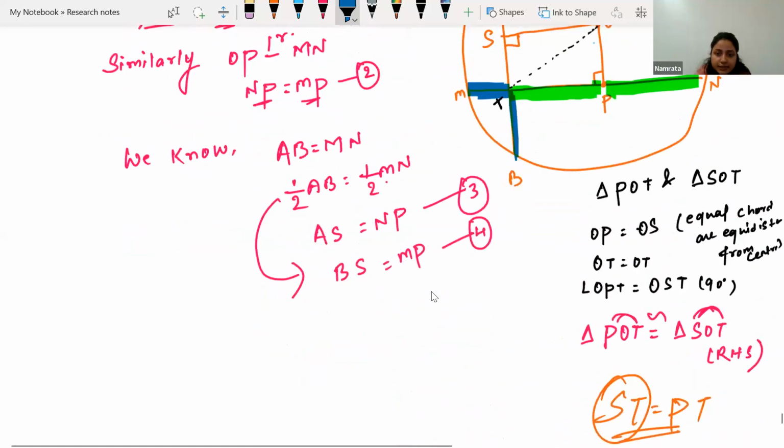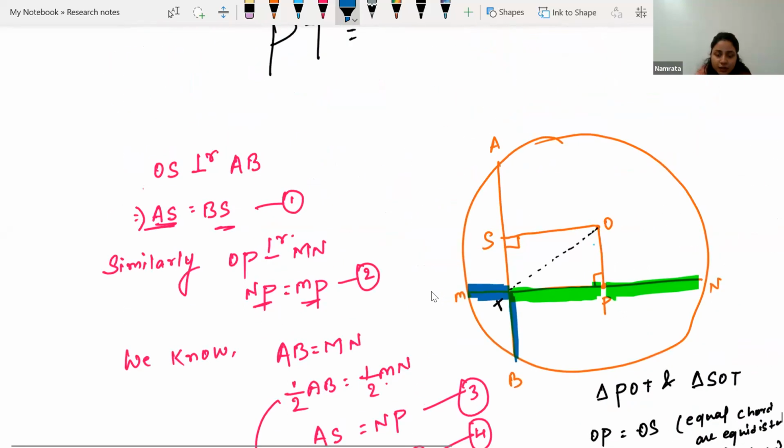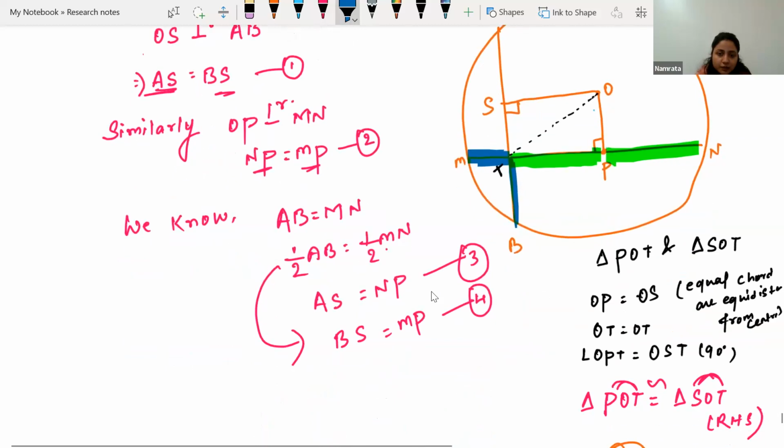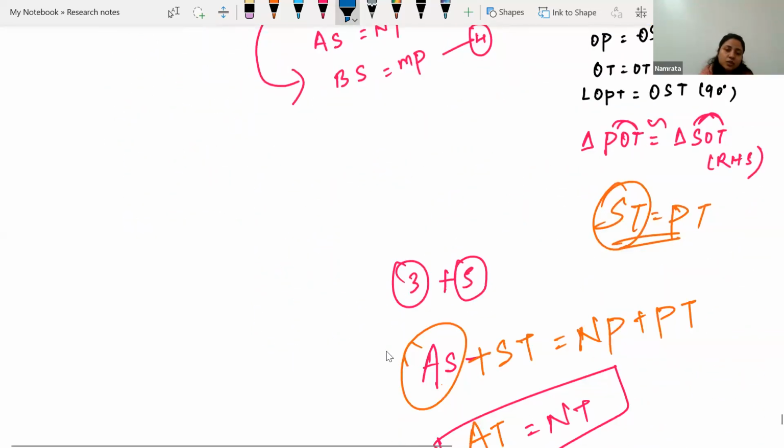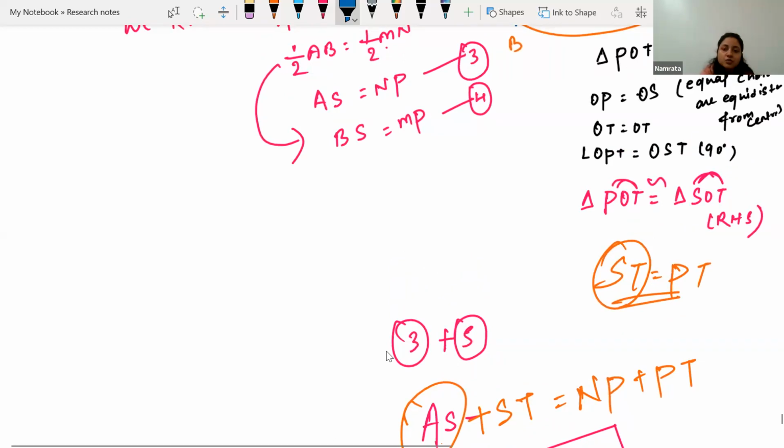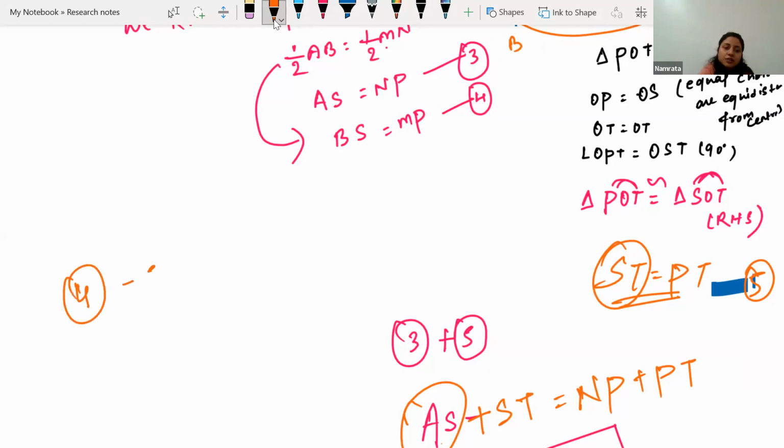So we know that ST is equal to PT, and we also know that equation number 3 says BS is equal to MP. So equation number 4 is BS is equal to MP, and equation number 5 is ST is equal to PT. Okay, if we do the subtraction, 4 minus 5, separately, then BS minus ST is equal to MP minus PT.